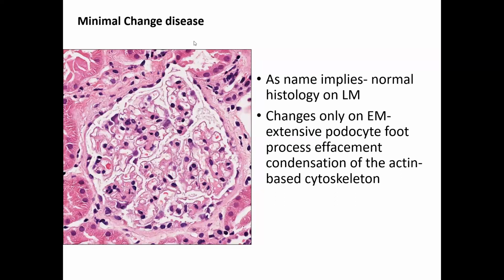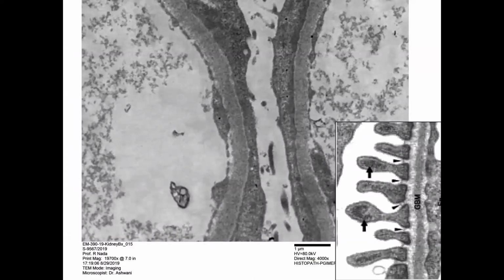Yeah. So the changes will only be observed in electron microscopy, in form of extensive podocyte foot process effacement, and actin condensation will also be seen. So this is the electron microscopy picture of minimal change disease. We can first concentrate on this inset diagram. This is absolutely normal.